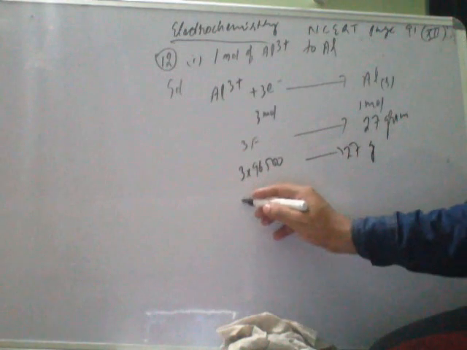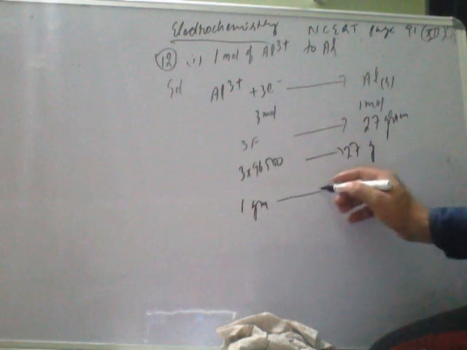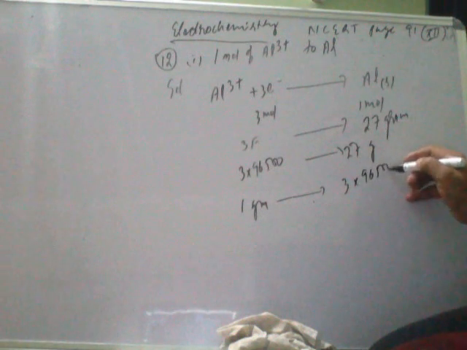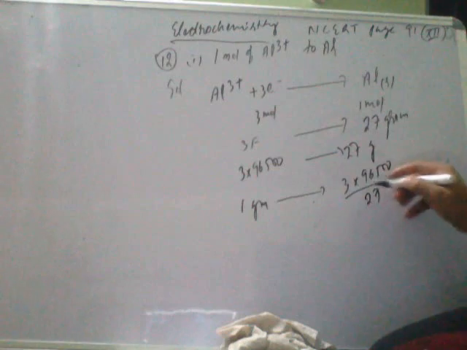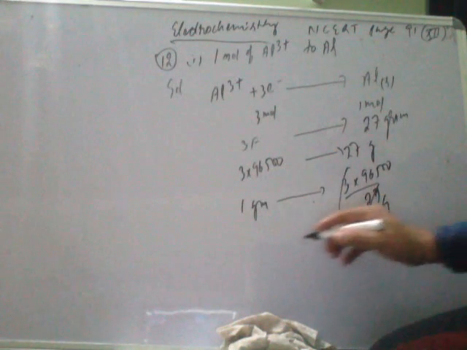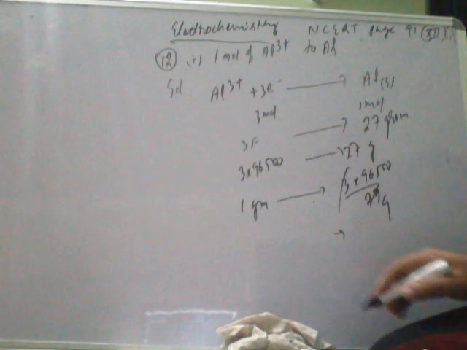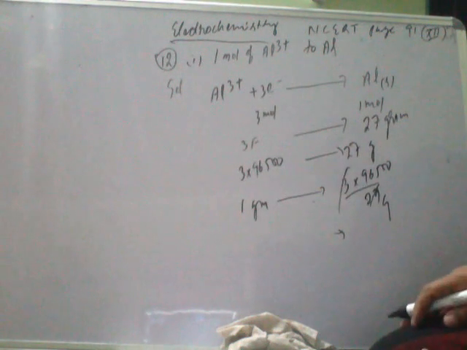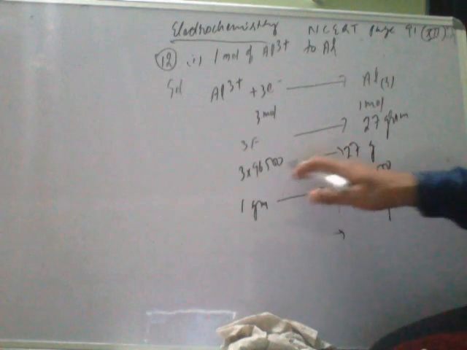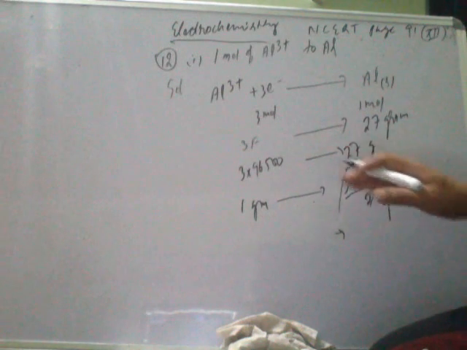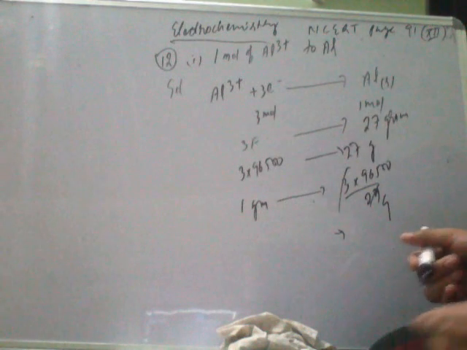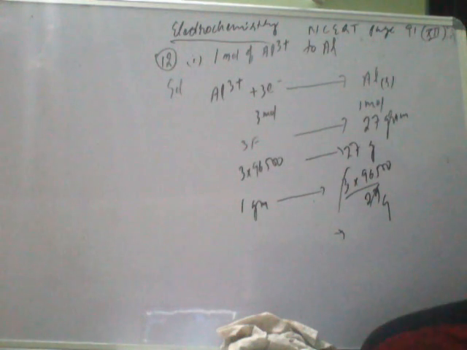If you talk about 1 gram, how much electricity? 3 into 96,500 divided by 27, 3 nines are 27. But we don't have to go for the unitary method. The amount of electricity they are talking about: 3 electrons are there, so 3 Faraday is required only. This question is very simplistic, 3 Faraday only.